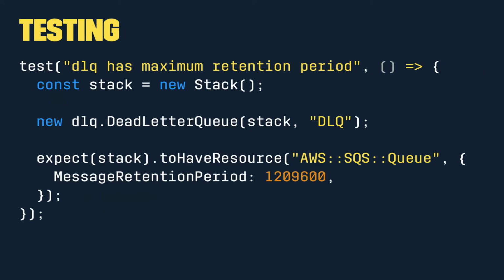CDK gives us testing out of the box, which is very nice. I think it integrates with a few testing frameworks. We only really use Jest at the BBC, and it integrates with that nicely. So in this example, you might want to test that a queue has a message retention period of 100 this year. Basically you create a new stack, you create your queue, which would be something you've created yourself, and then you can just write expectations, like I expect my stack to have a resource with this property. So that's really nice for catching things up front.